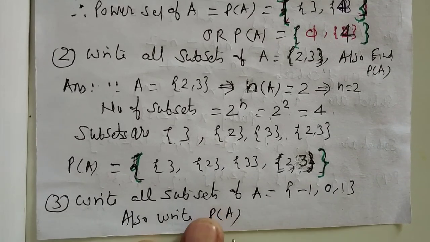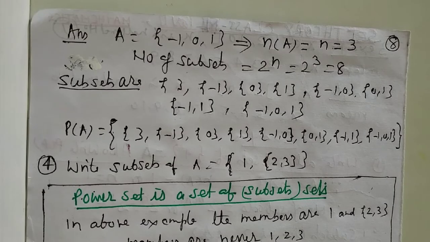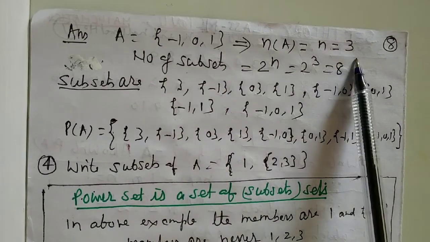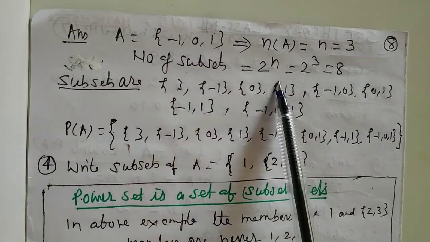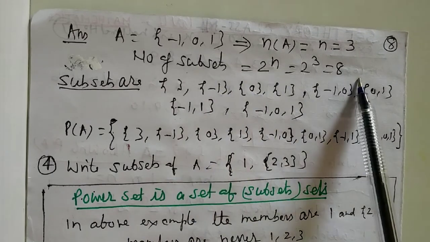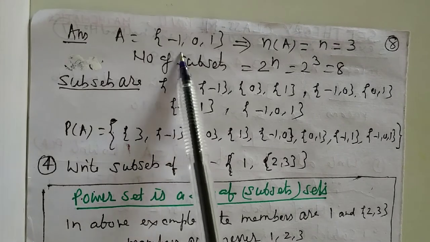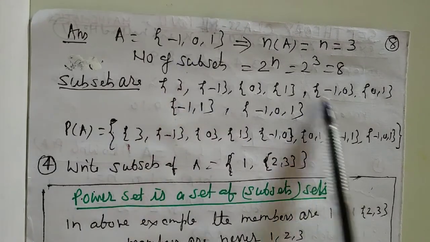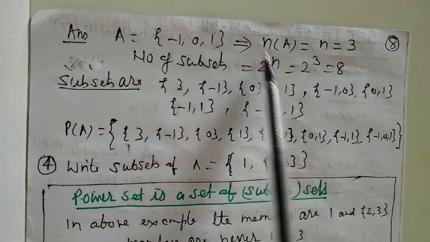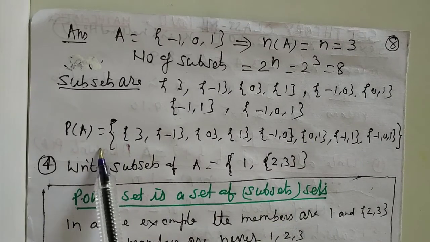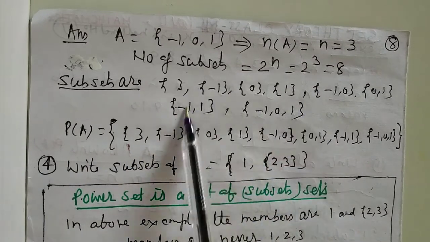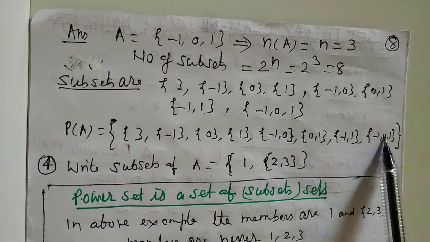So next, write the subsets of A is equal to {-1, 0, 1}. Also write the power set. Yes, A is equal to this, so n of A is equal to 3. 3 members are here, so the number of subsets is 2 to the power 3. So you have to write 8 subsets, starting from blank, then -1, then 0, then 1, then pairwise, then all. So the power set of A is the collection of all these subsets. All these subsets have been collected in a curly bracket.